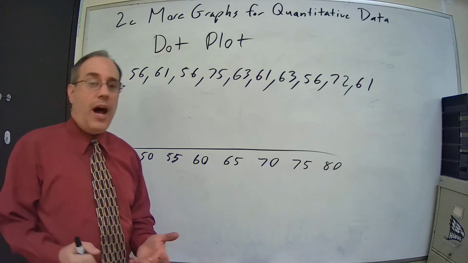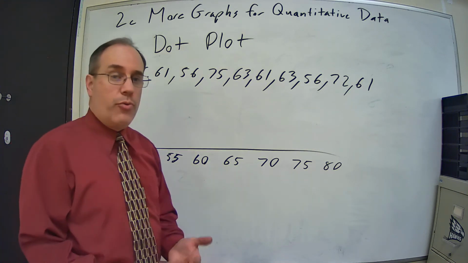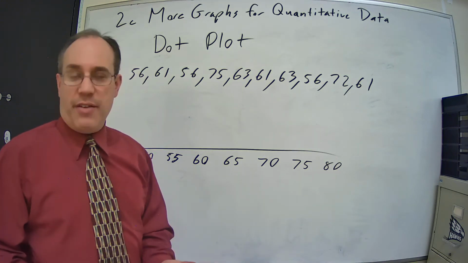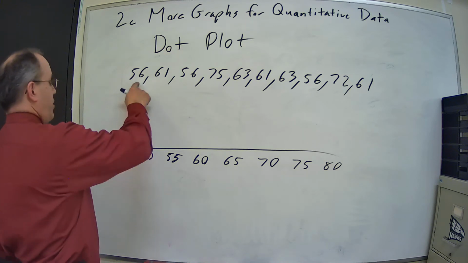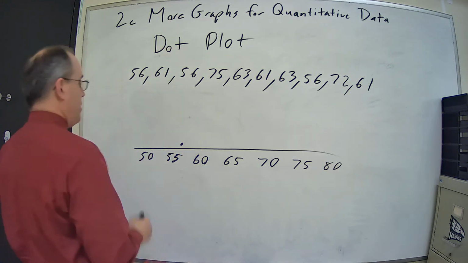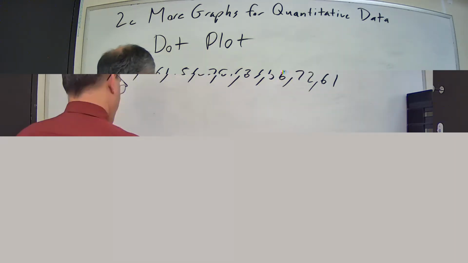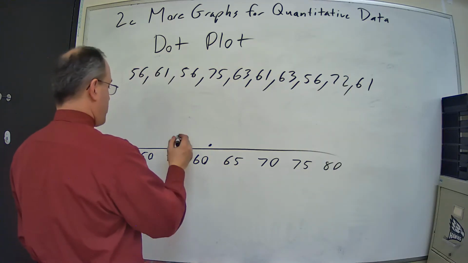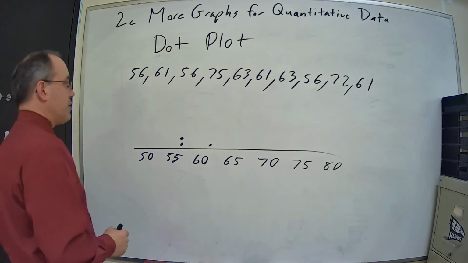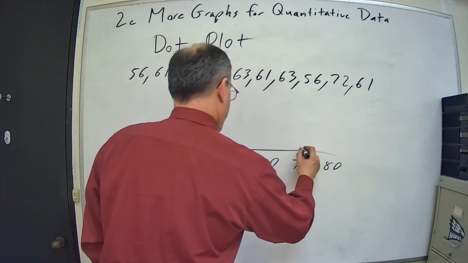Now with a dot plot, we literally just plot a dot for each data value. Which means that I look here, I got 56, and I go, okay, 55, 56, and I put a dot. 61, and I put a dot. 56, well that's a second one there, so I'm going to put another dot right above the first one. 75, that's a dot.